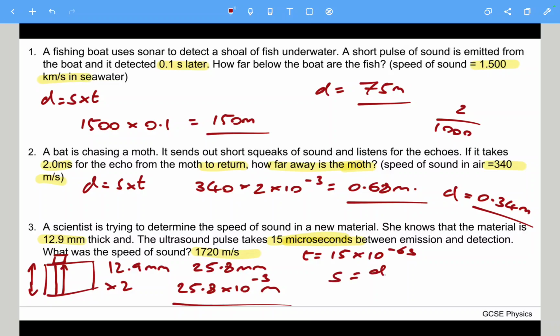Then we just need to get speed. So speed is distance over time. So you need to do your 25.8 times 10 to the minus 3 divided by the time, 15 times 10 to the minus 6. And if you calculate that, you will get the 1,720 meters per second. Now figure that out, you've done really well there. That'd be a very high level question.